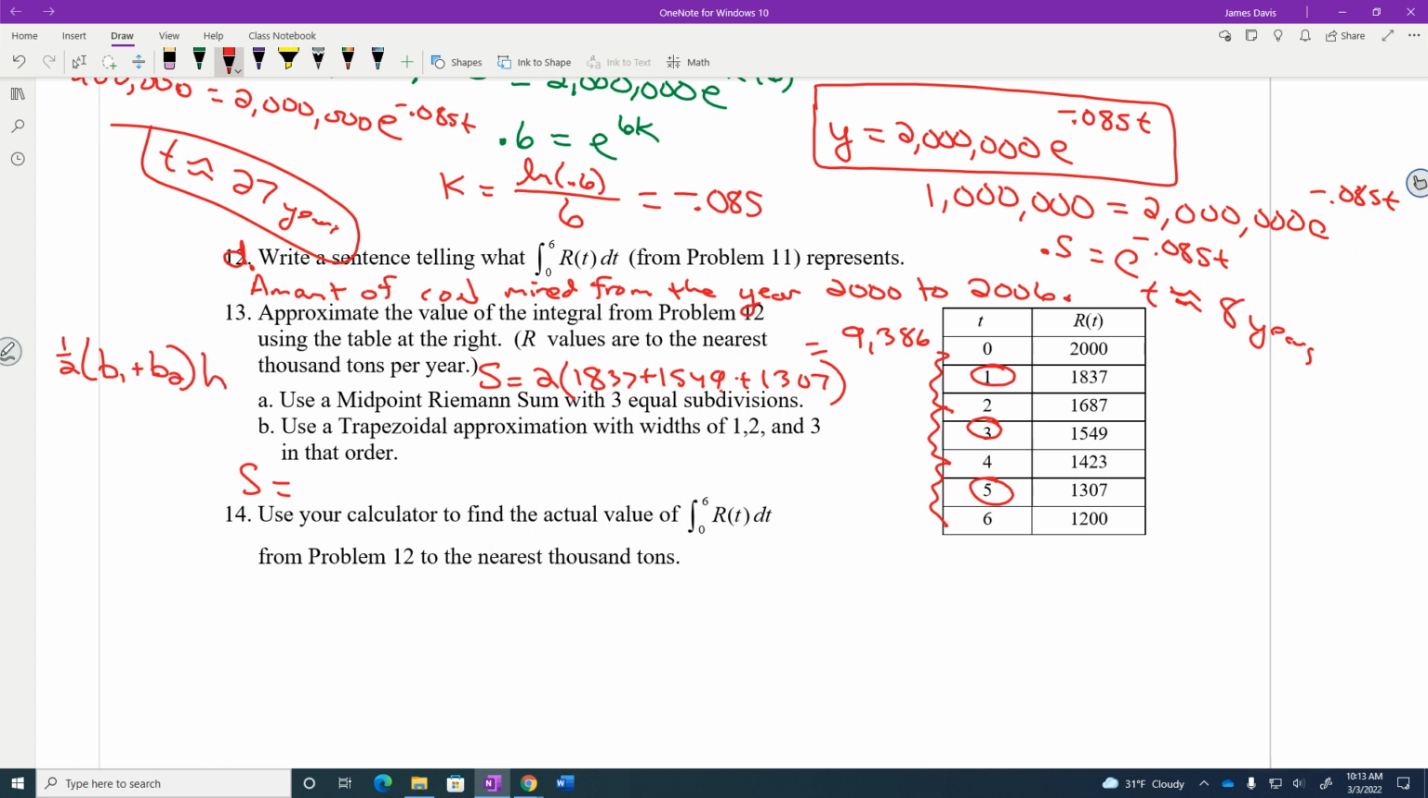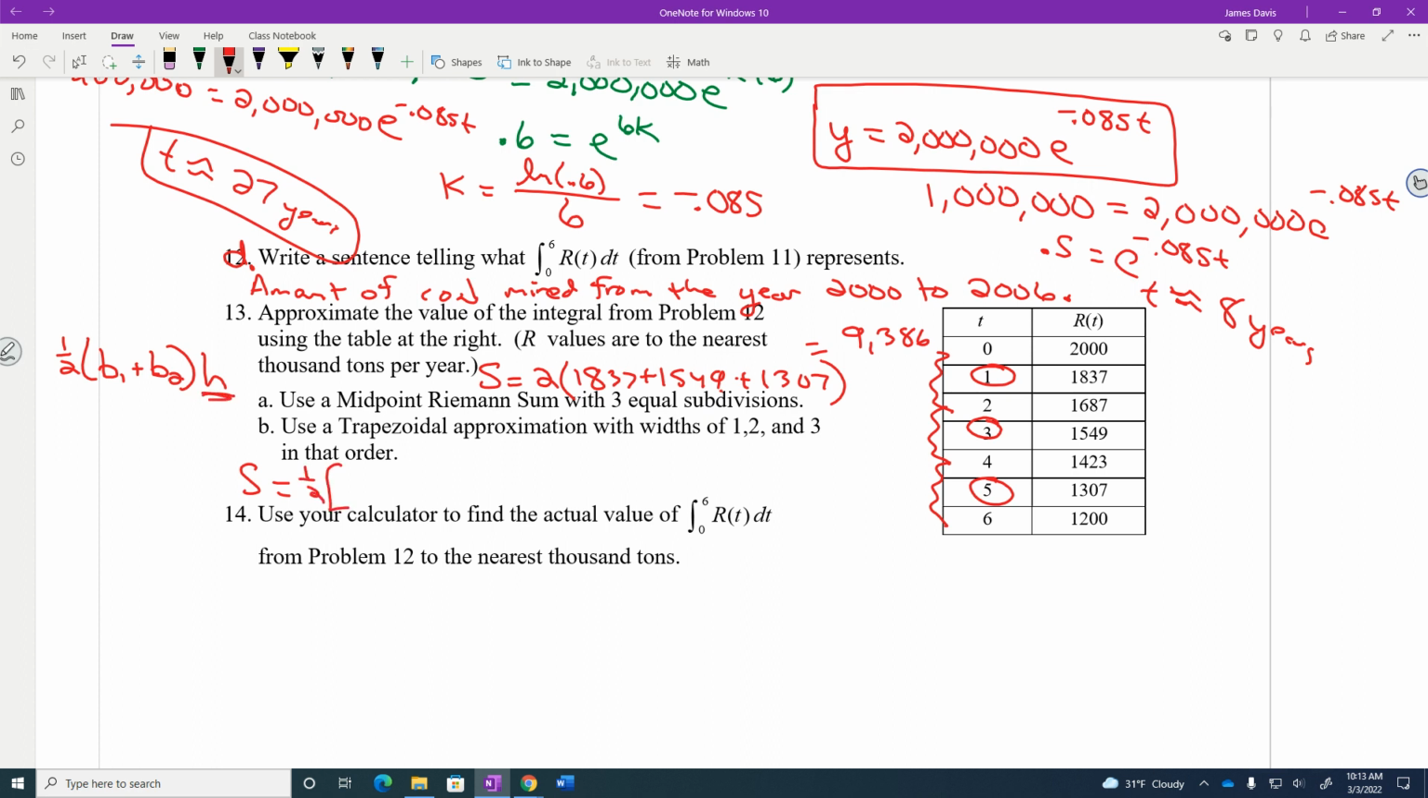Times the height. One half (b1 plus b2) times height. If you know that, you can do the Riemann sum. If you just think back to that elementary way of doing this, the 1/2 is going to be common in all of them because they all have a half in them, so you can pull that out.